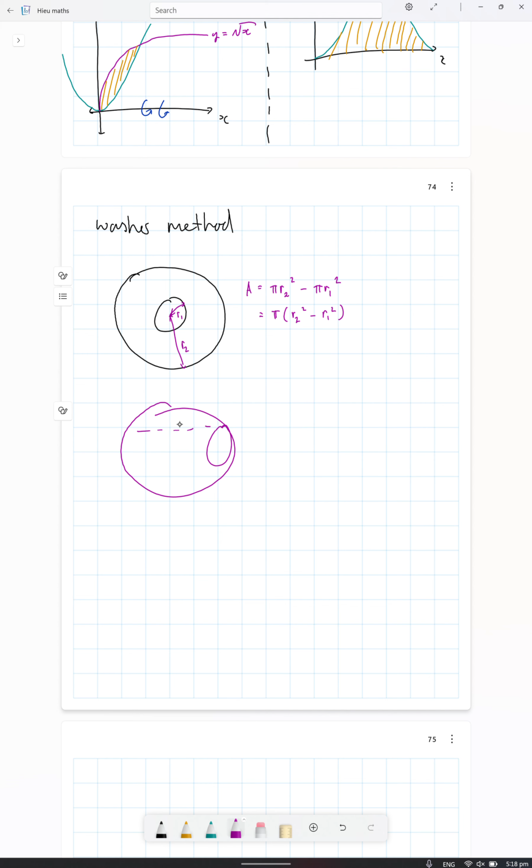Sphere with a hole that runs through the sphere. So when we split this up, sorry if that looks a bit confusing. If we split this up, what we get is washers that look like this.